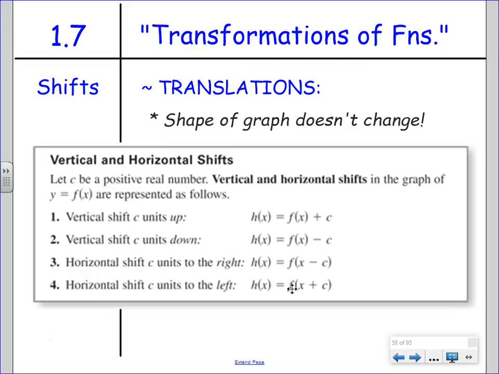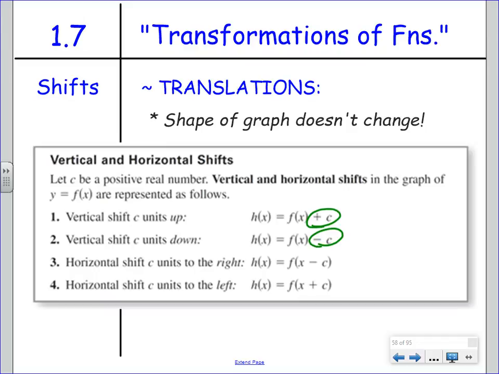But translations are shifts. Shifts do not distort or change the shape of the graph, right? They don't change the orientation and they don't change the shape. Shifts merely maintain the shape and move it to a new location. Now, the way I like to remember all the transformations and which ones go with which, besides just memorizing, shifts have pluses and minuses, reflections are times a negative, dilations are times a number. Besides that, we have to think outside or inside.